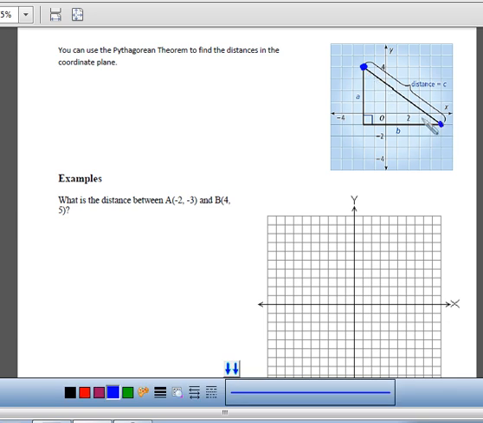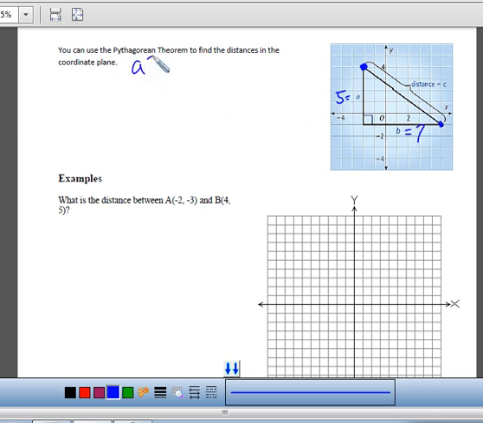to find their distance, we can't count the blocks. We can count the blocks, however, going straight down and straight over, or straight over and straight down. Either way will give you your A and your B, your legs. So A is equal to 5, and B is equal to 7.